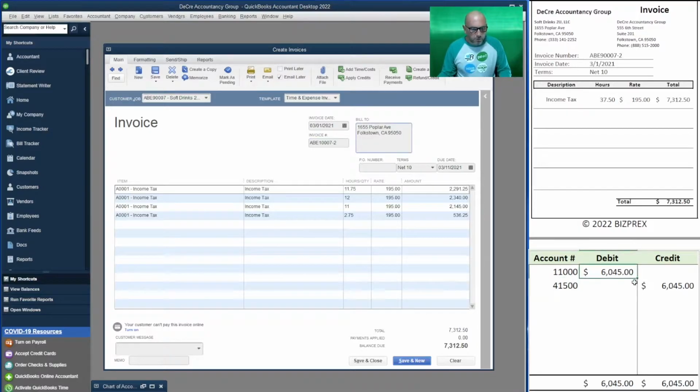Alright, yeah, doing some income tax returns. It looks like, yeah, it's the beginning of the tax season for this office, and you can see a lot of income tax work, right? So 7,312 and 50 cents. There it is. It's a debit to accounts receivable, 11,000. It's a credit to revenue. Revenue goes up when credited, accounts receivable goes up when debited.